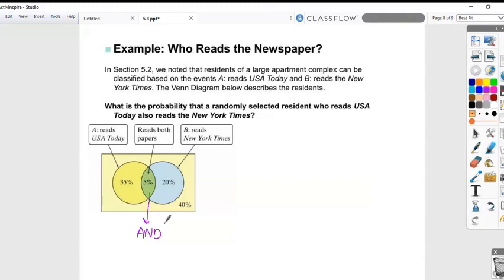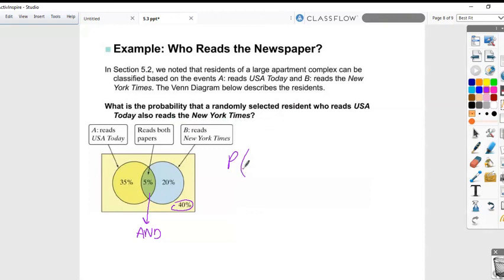All right, so watch this one. This is easy on a Venn diagram. So on a Venn diagram, you have those that read either this paper or both, and then this 40% doesn't read either. All right, so the question is, what is the probability that a resident who reads the USA Today also reads the New York Times?